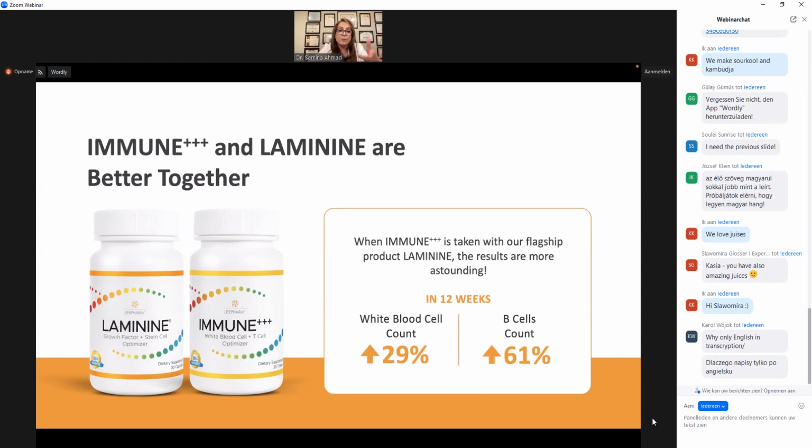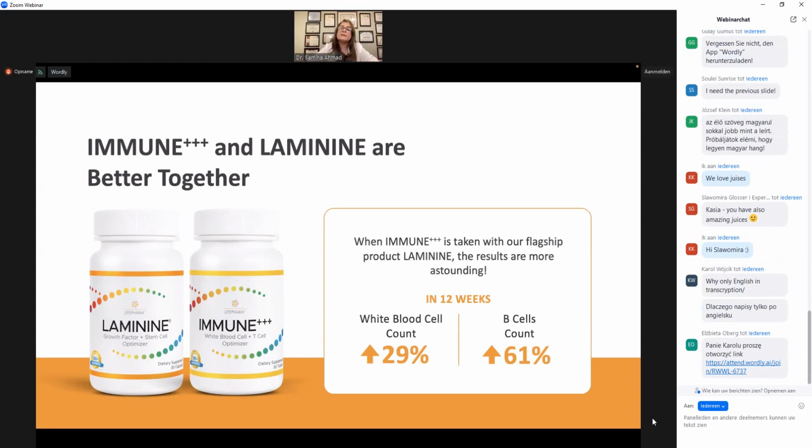I think there is no other product, in my book at least, which works as well as Laminine. I've tried it a lot. I travel, like I told you. Sometimes I feel like my body is getting tired and drained, and I'll pop 2 to 4 Laminine, and it gets me through my travel and my seminars.